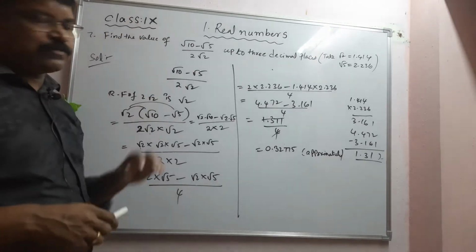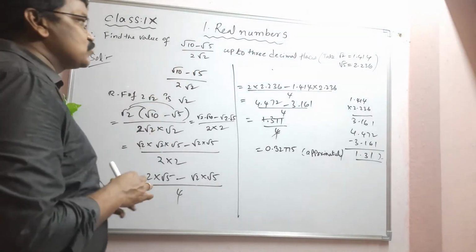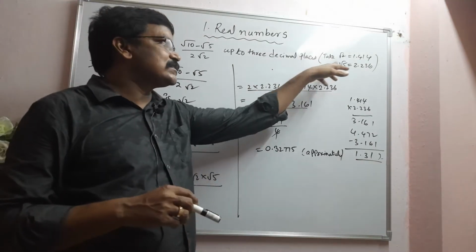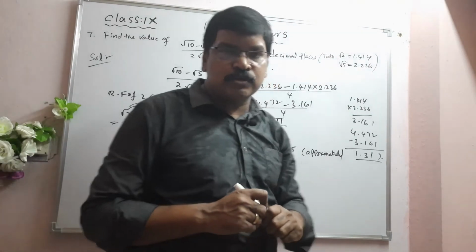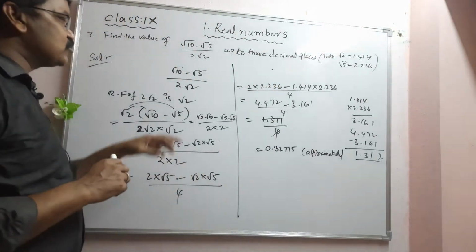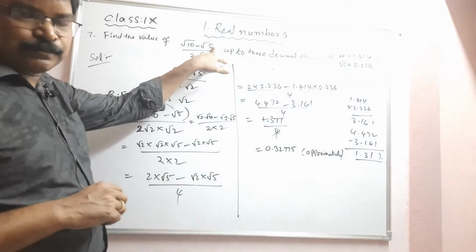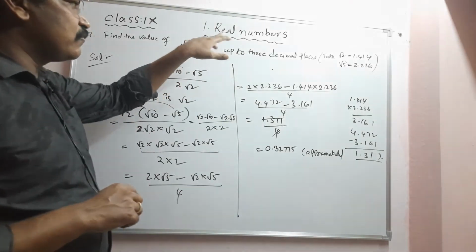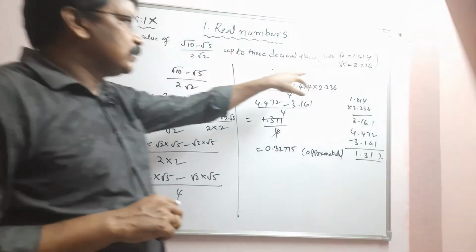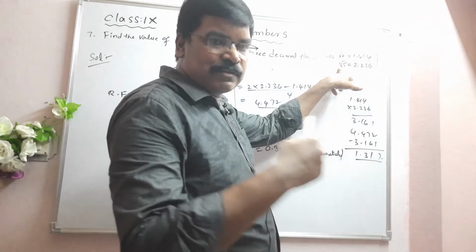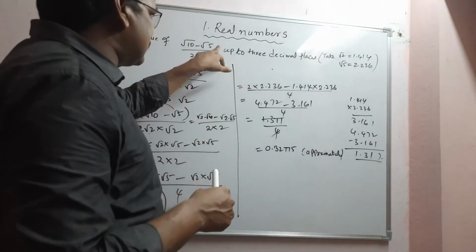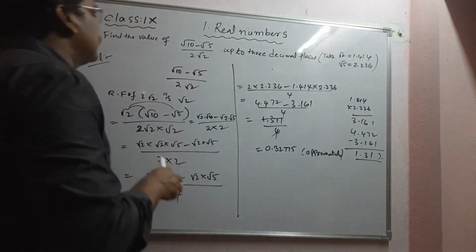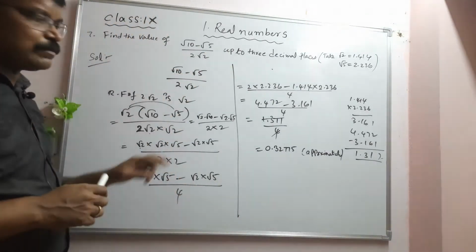Seventh question is 1.4. Find the value of (root 10 minus root 5) by 2 root 2 up to 3 decimal places. Take root 2 equal to 1.414 and root 5 equal to 2.236. In this question, actually it was given root 15. Please change it. If it is root 15, the root 3 value should also have been given, but here it is not given. So please take root 5 instead of root 15. So take (root 10 minus root 5) by 2 root 2.